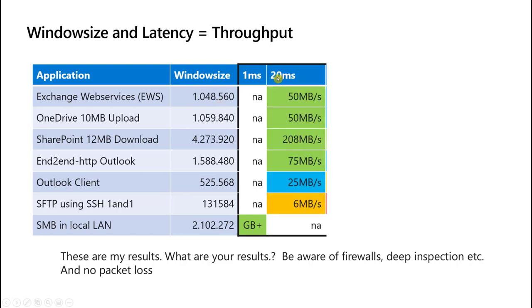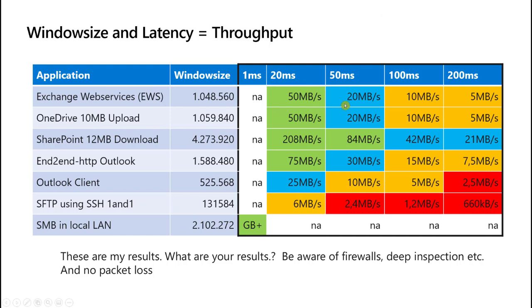But if your latency is a little bit higher, like 20 milliseconds, then you see that's the maximum bandwidth you can reach in an optimal situation. So no jitter, no packet loss, nothing else. And if latency goes higher, then you can see that the bandwidth, or the usable bandwidth, is even smaller. And that's only the calculated maximum.